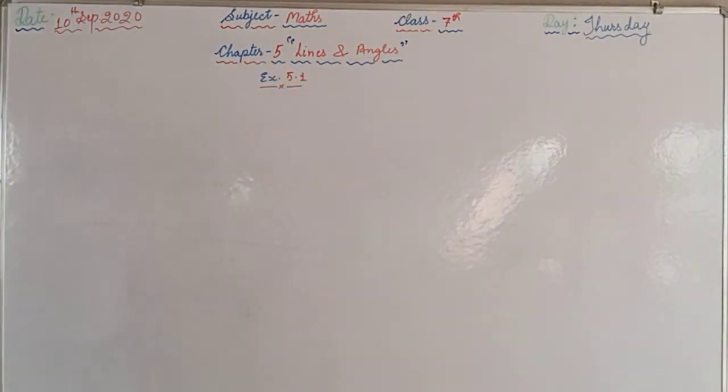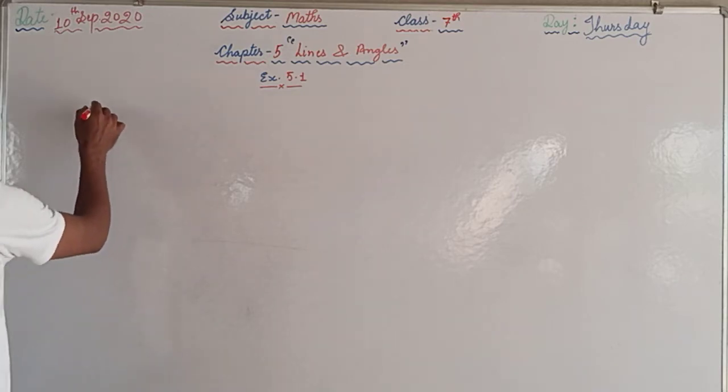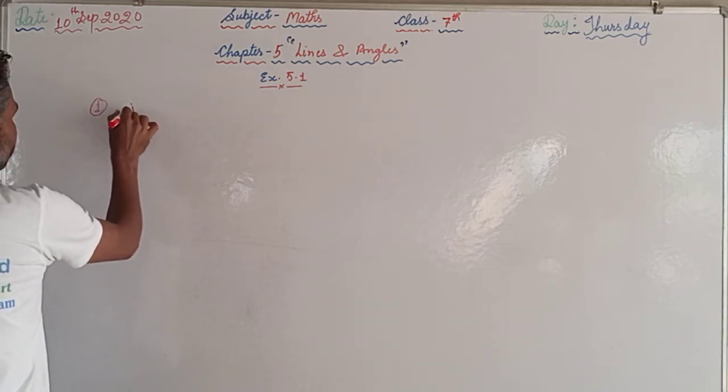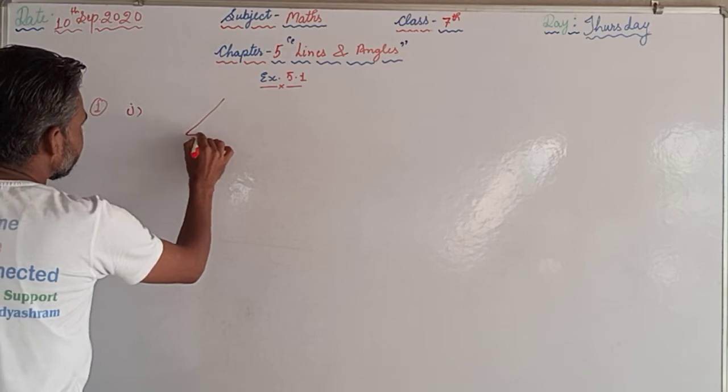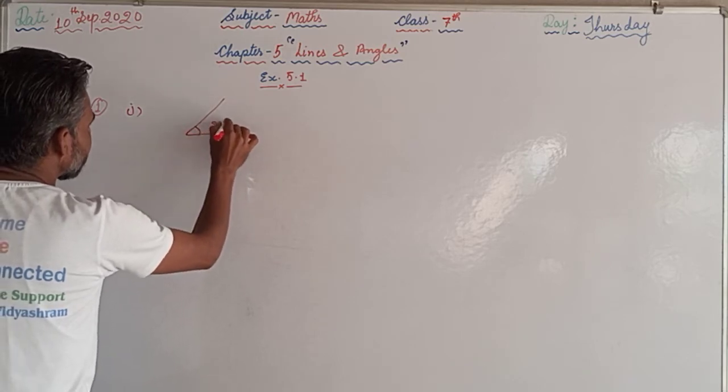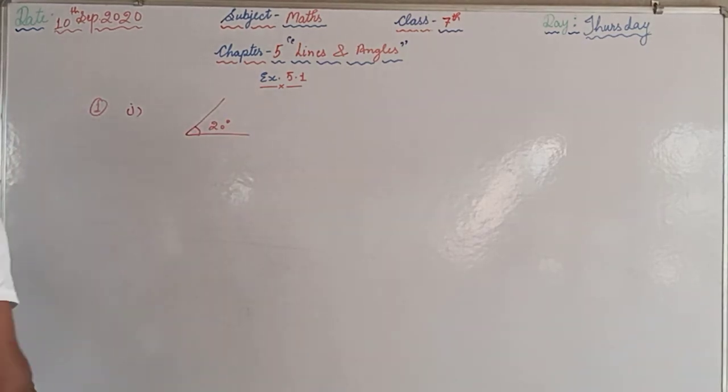So today we will start with exercise 5.1, and the first question is there. We have to find the complement of each of the following. One part I will do, and the remaining you have to solve by yourself. The first part is given, in which one angle is given whose value is 20 degrees. We have to find the complement of this angle.